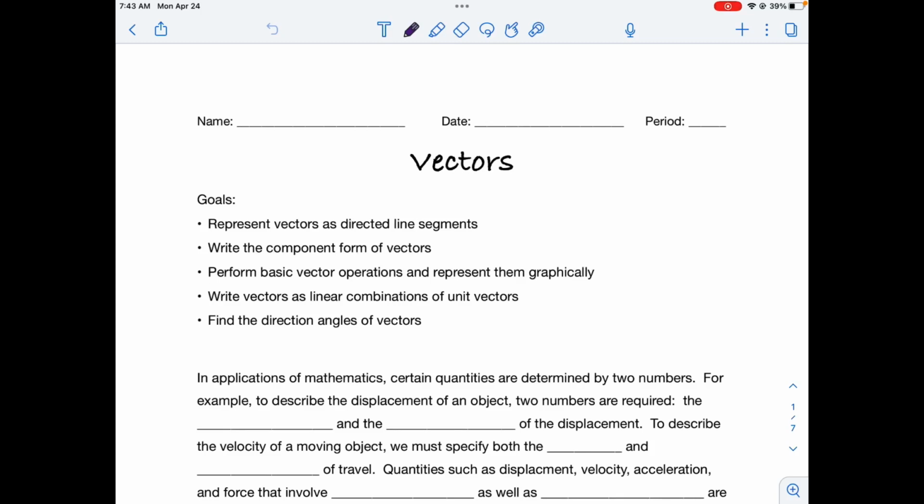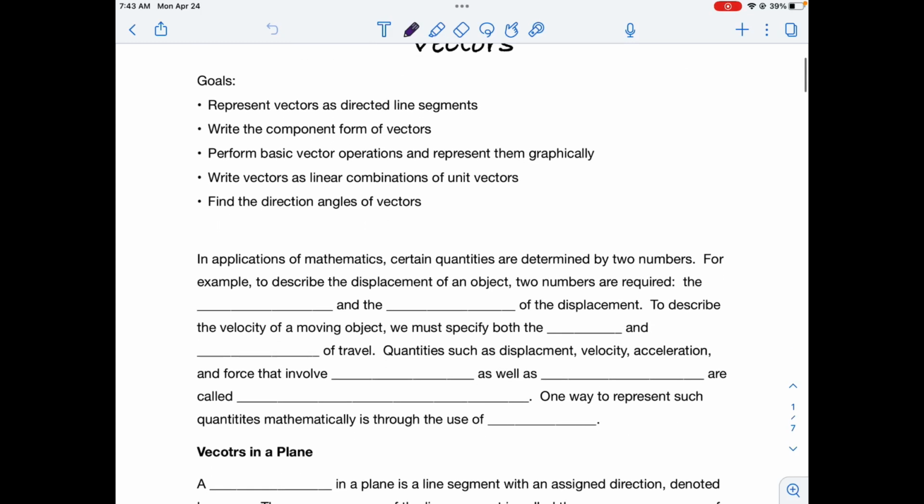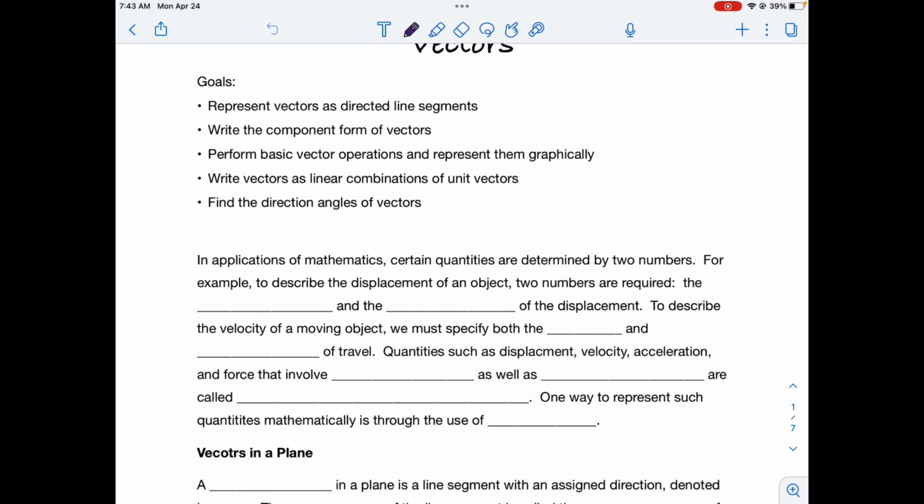Okay, today we're going to start our unit on vectors. Now, as always, before we start any unit, we need to do some basic definitions and terminology to help us understand. So, vectors are very useful in a lot of different fields of study. For example, to describe the displacement of an object, two numbers are required, the magnitude and the direction of the displacement. To describe velocity of a moving object, we also need two numbers. We need the speed of the object and the direction of travel.